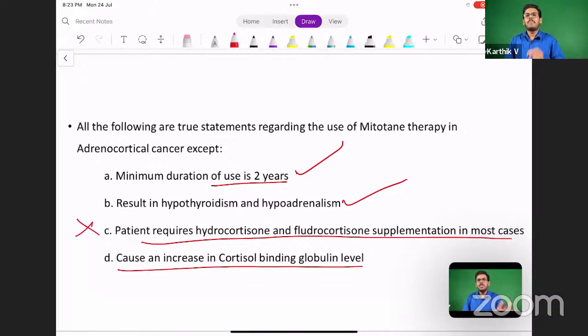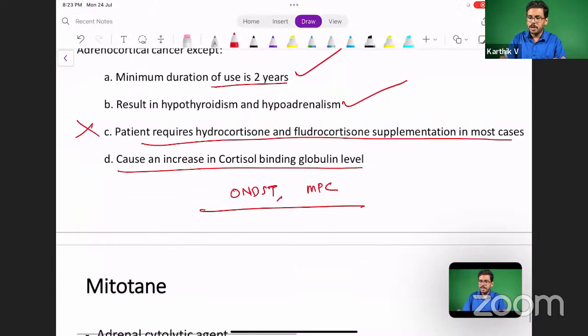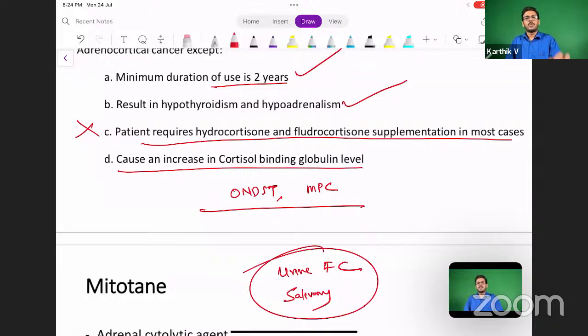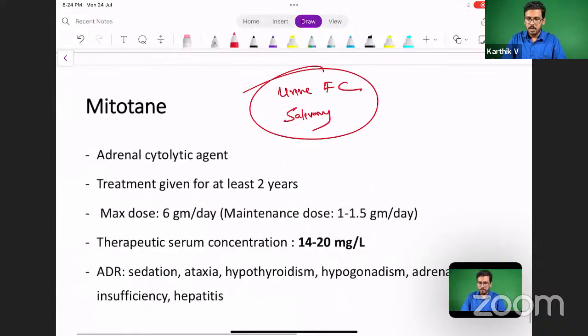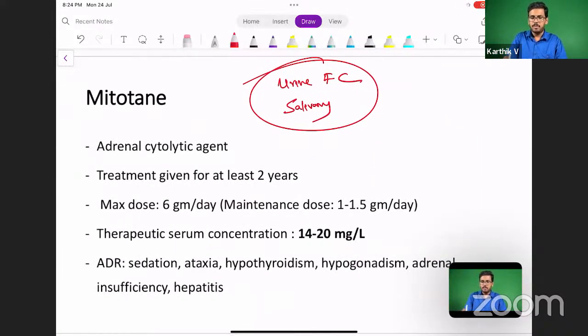So in a patient who is on mitotane therapy, you will not be using overnight dexamethasone suppression test or midnight plasma cortisol. Total cortisol based tests will not be useful in a patient on mitotane because the cortisol binding globulin will be high. So if you are using the total serum cortisol, the levels would be high. So which is the preferred modality of monitoring? Urine-free cortisol or salivary cortisol, because these two are free cortisol based indices. So either you use salivary cortisol or urine-free cortisol in a patient who is already on mitotane. So these are the points which we have discussed regarding mitotane.